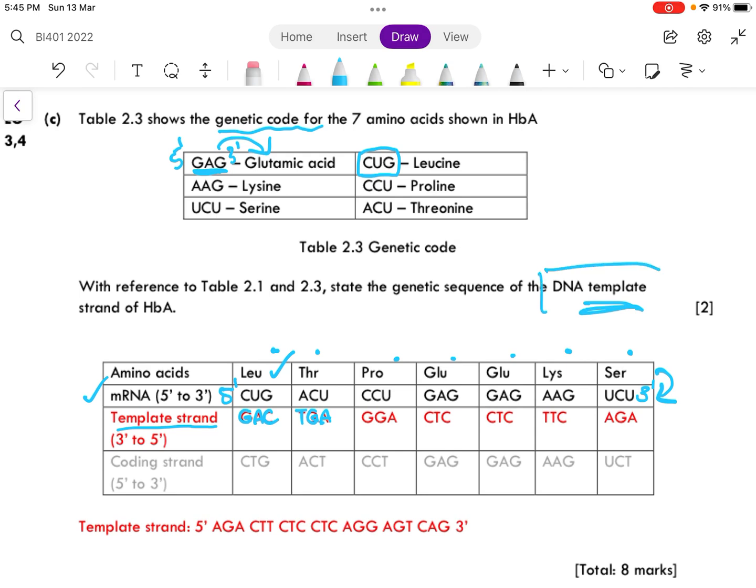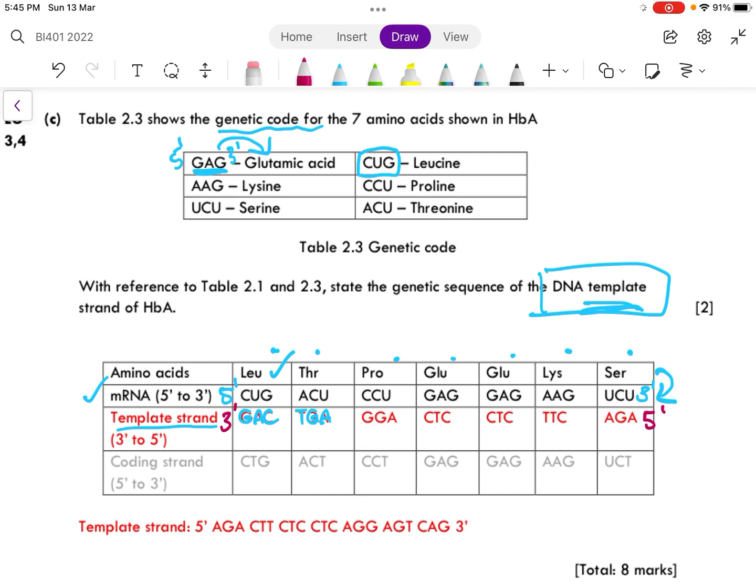The question asks you to write out the DNA template strand. So actually, if you write this out, you'll get the correct answer. However, many students did not write which is the 3' end and which is the 5' end. So you need to write 3' and then 5' at the other end. Then you'll get the correct answer.